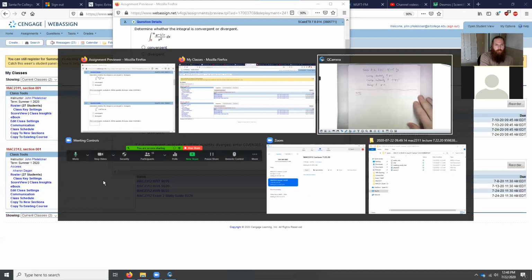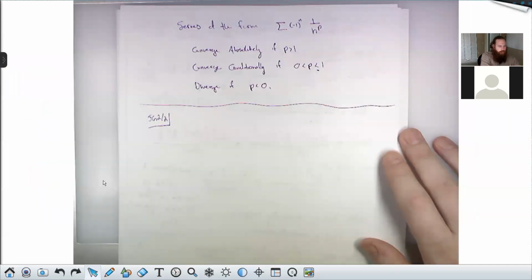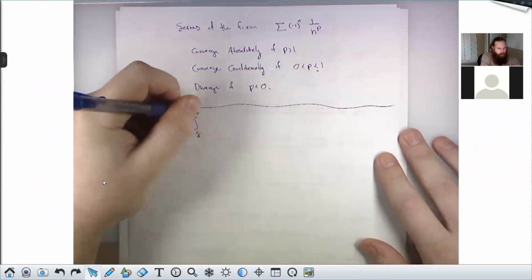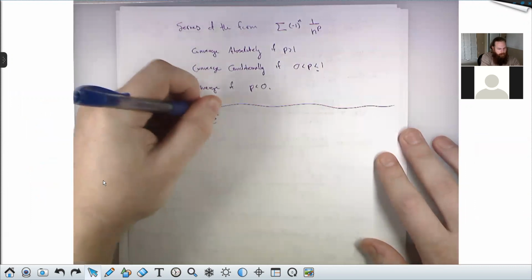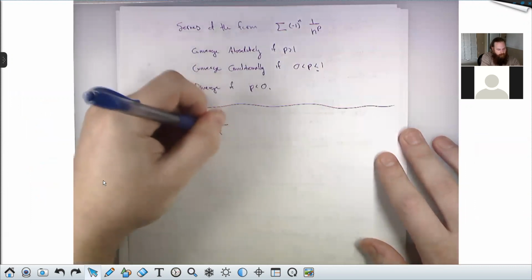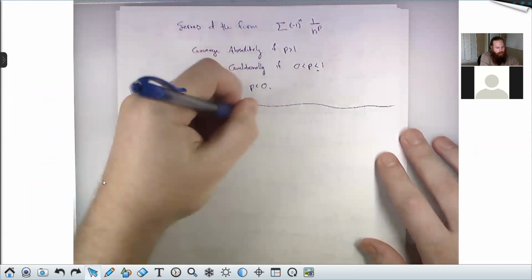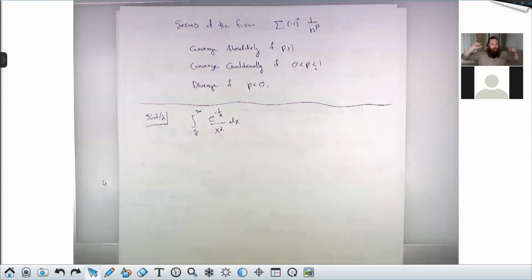That's the integral from somewhere to infinity, e to the negative 1 over x squared. So mine has 8 to infinity, e to the negative 1 over x divided by x squared dx. This is a type 1 integral.